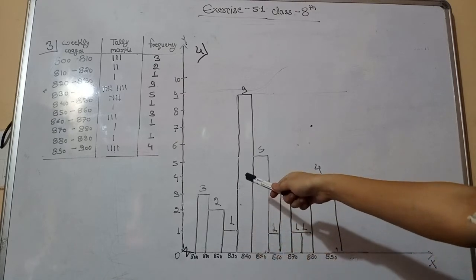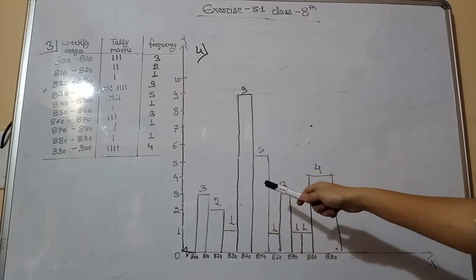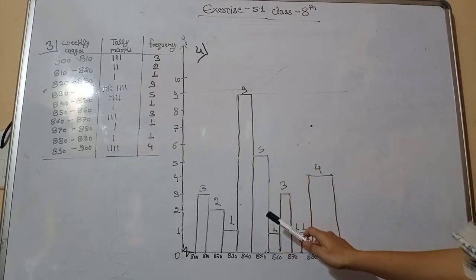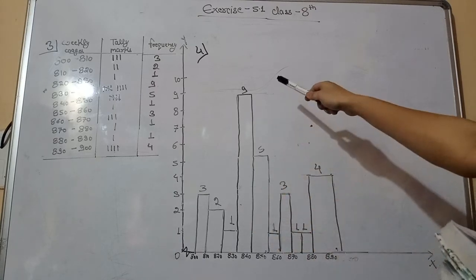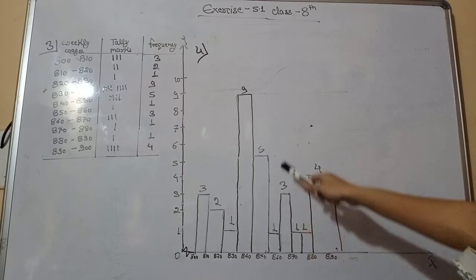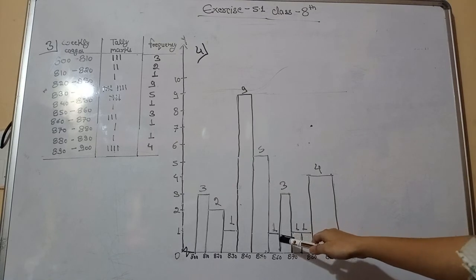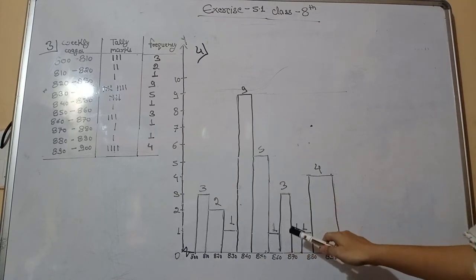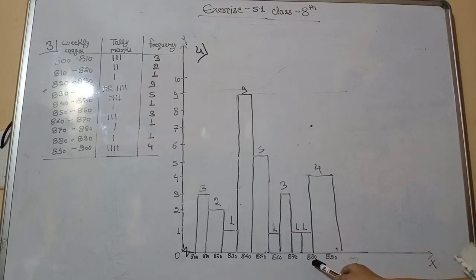810 to 820, total workers 2. 820 to 830, total workers 1. 830 to 840, that is 9, which is the maximum number of workers working between 830 to 840. What about 840 to 850? That is 5. Now 850 to 860, 1. 860 to 870, 3. 870 to 880, 1. 880 to 890, 1, and 890 to 900, 4.